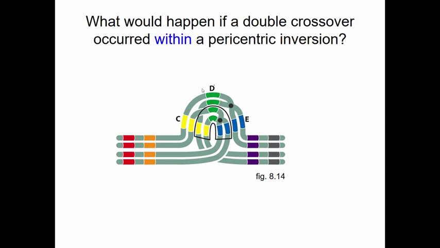Everybody will be fine. If you have a single crossover here, there's a problem. But if there's another double crossover between the same two chromatids, then it puts everything back and you're all right. There will be a little bit of exchanged information here, but the exchanged information will be the same genes, and so you're just fine.